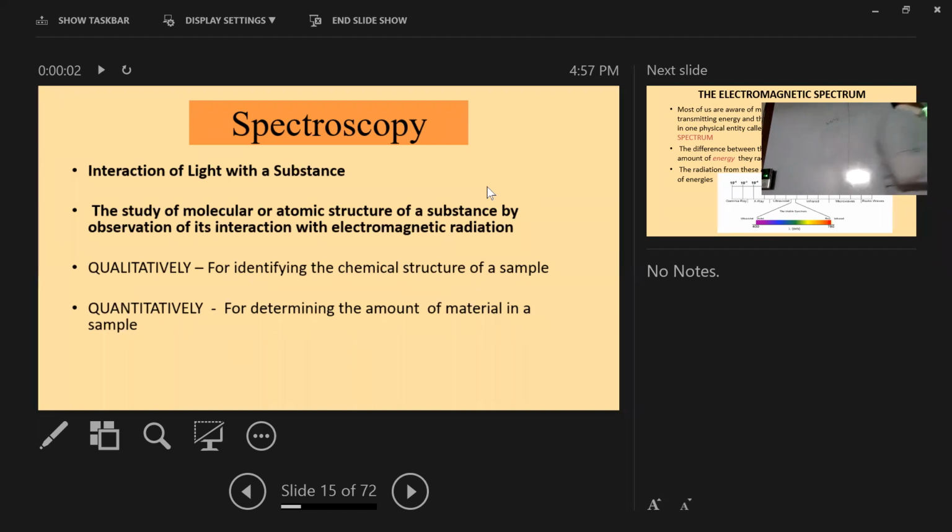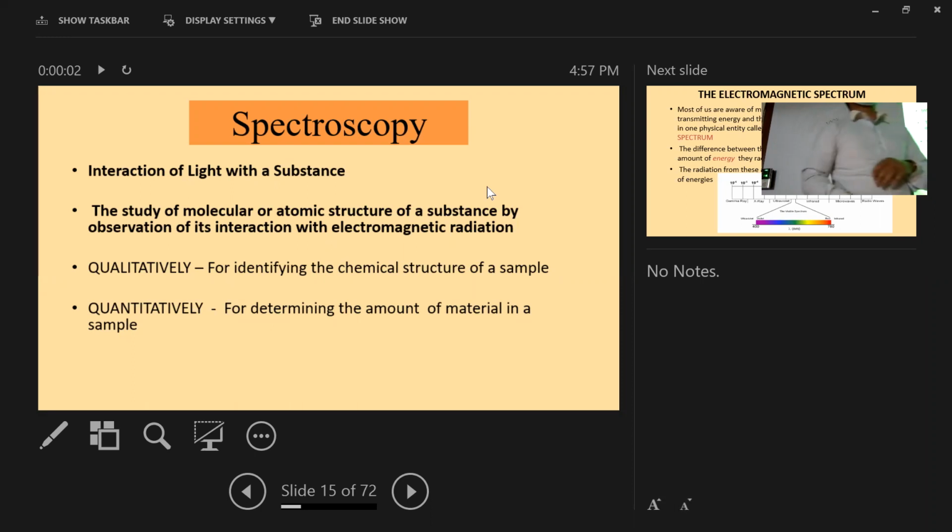That means how much sample, or what quantity of any substance you have in your sample, we can study or analyze using a UV-visible spectrophotometer. So here we have two different uses for UV-visible spectroscopy: qualitative analysis and quantitative analysis. You are familiar with the two words. Quality means what is inside, and quantity means how much.